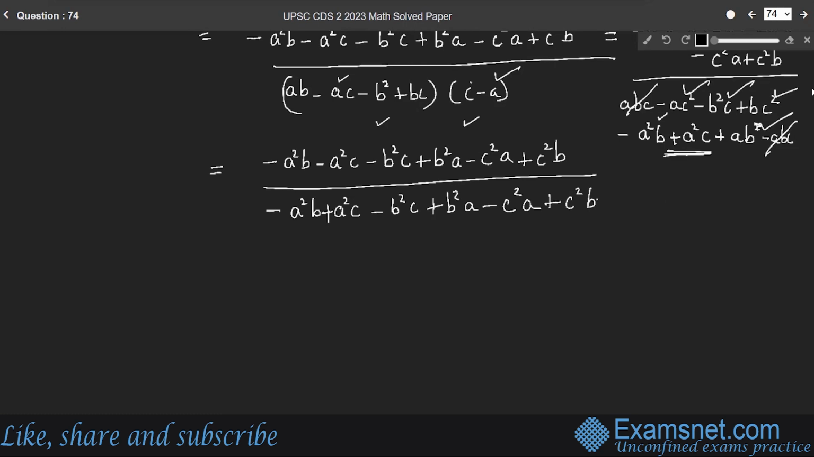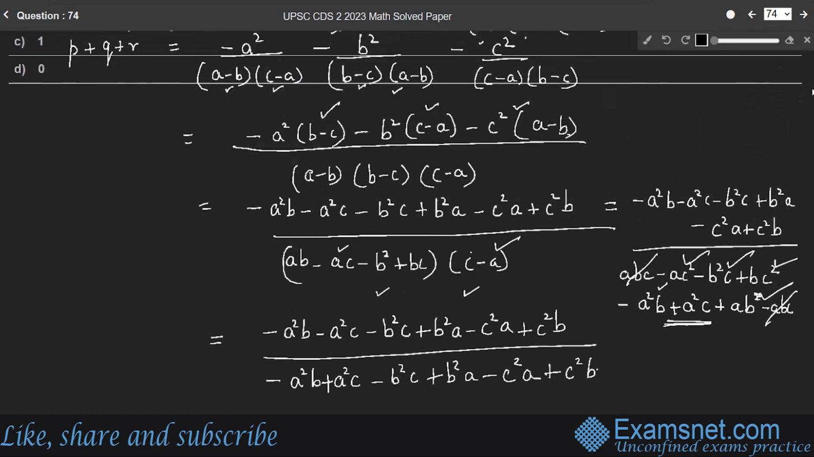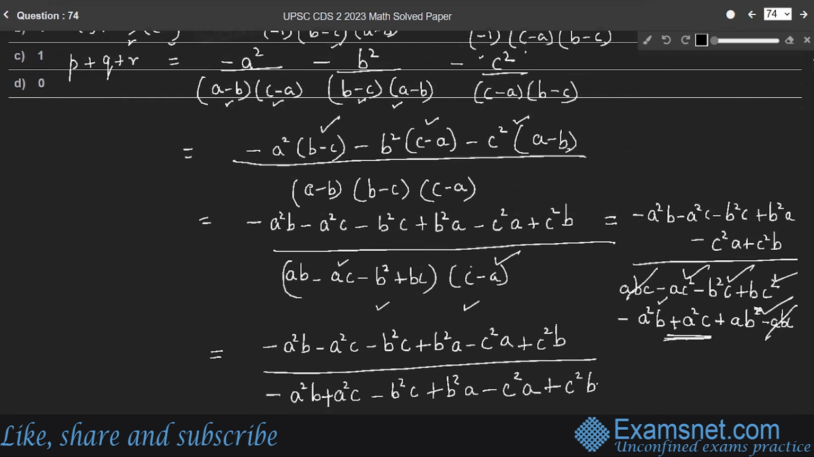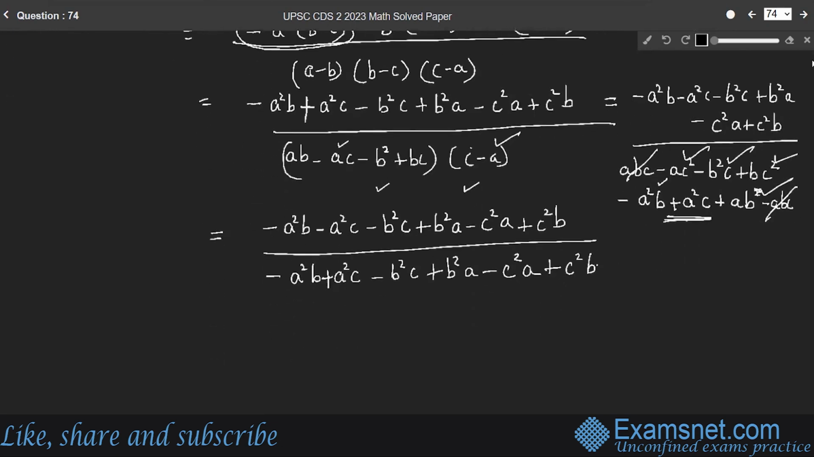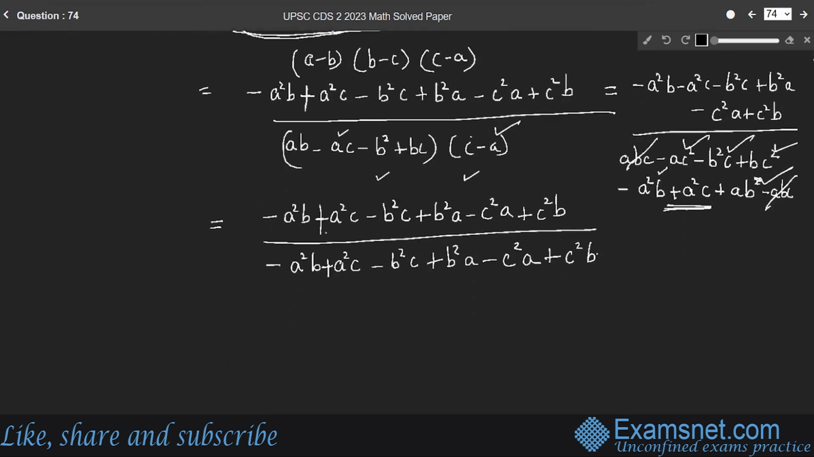Right? So check the numerator part. Here we made a mistake. Minus of minus becomes plus. Minus of minus a squared c should be plus a squared c. Yes, a squared c. Therefore, all the terms are equal here.